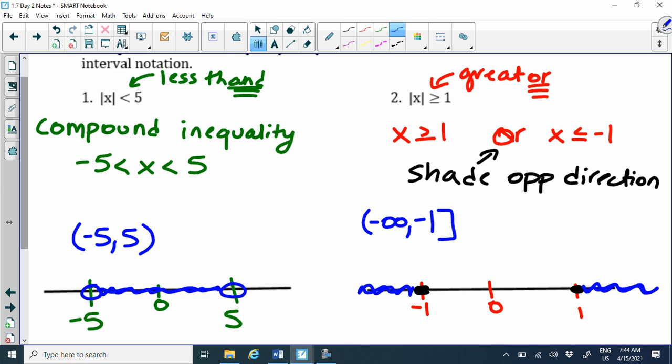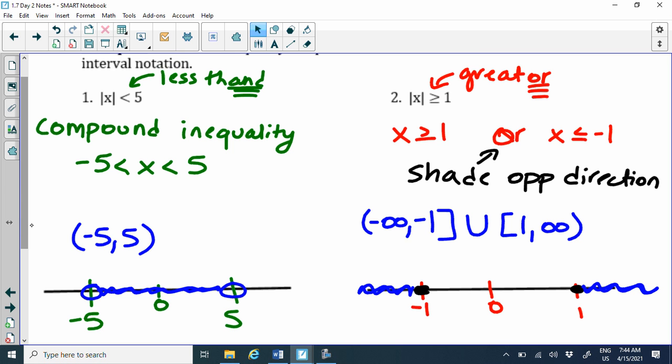Now I need to represent the other half of our number line. This is where I use my union, and I start back up at 1. So I do bracket 1 and then infinity, because when we go to the right-hand side, that means we're going on to positive infinity, or we're increasing forever. Okay, we're going to go ahead and do more problems, and make sure you watch those parts of the video.